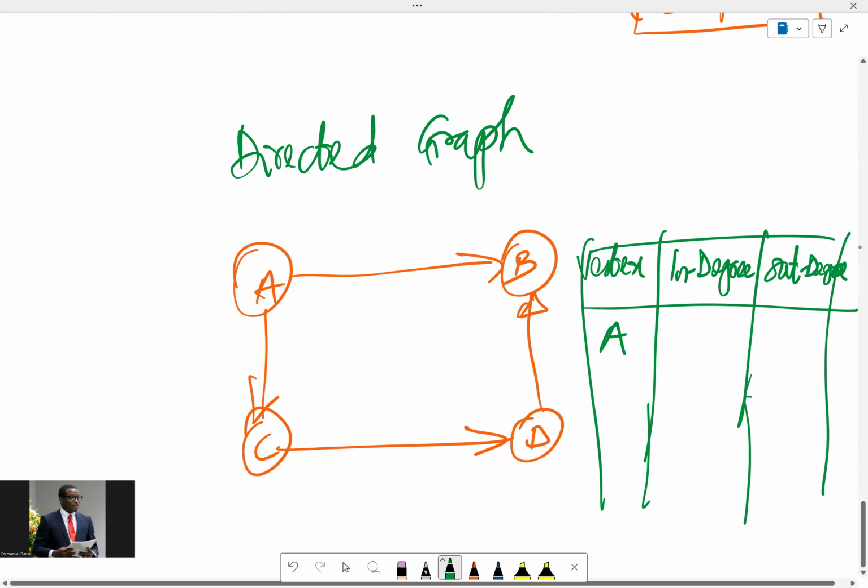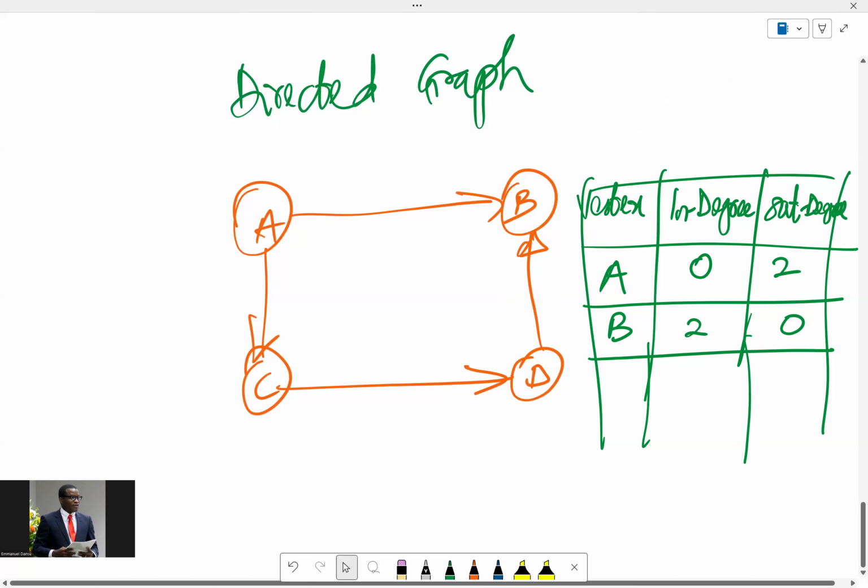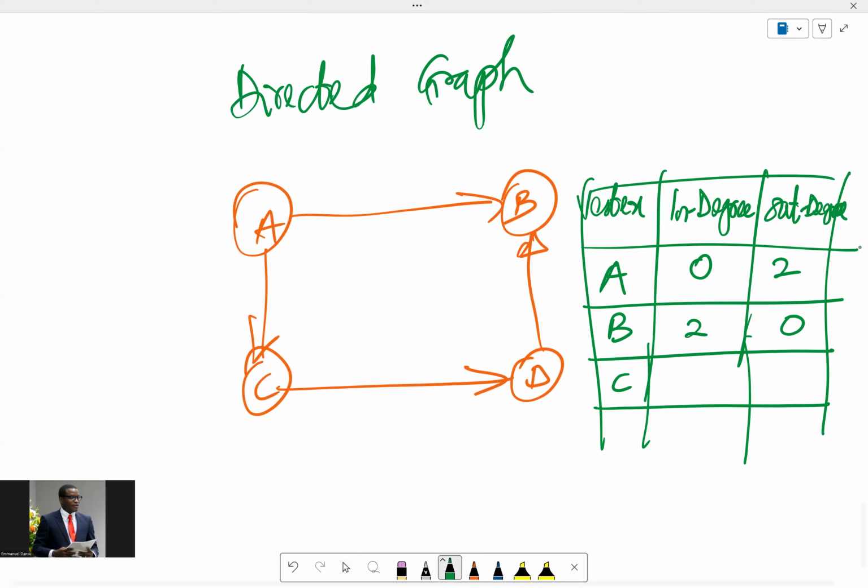All right. So for A, the in degree is zero, but the out degree is two. For B, the in degree is two, and the out degree is zero because you have two arrows coming into B, but nothing is going out. For C, the in degree is one, and the out degree is also one. For D, the in degree is one, and the out degree is also one.